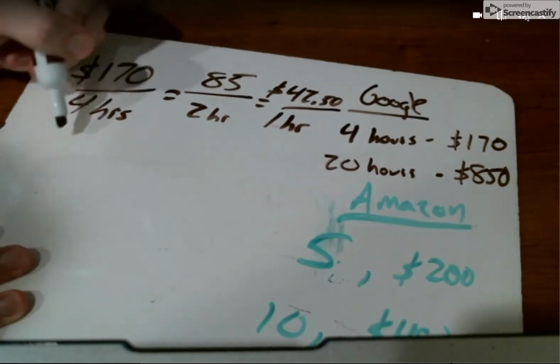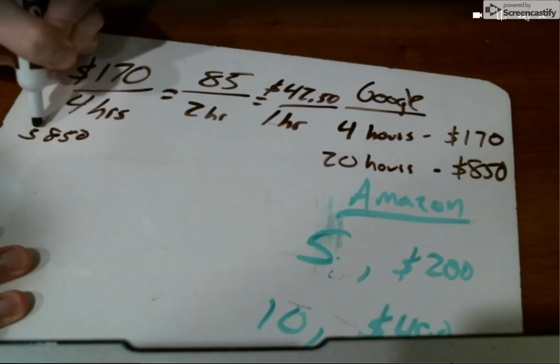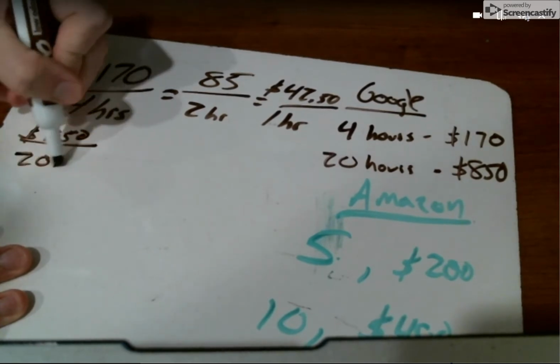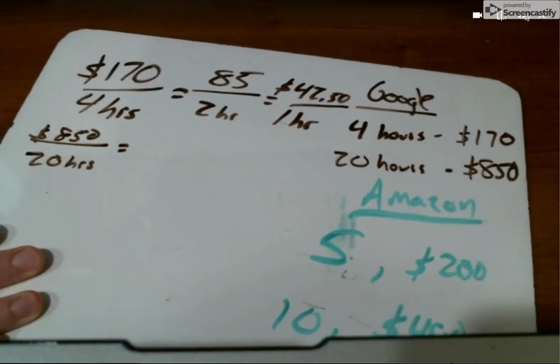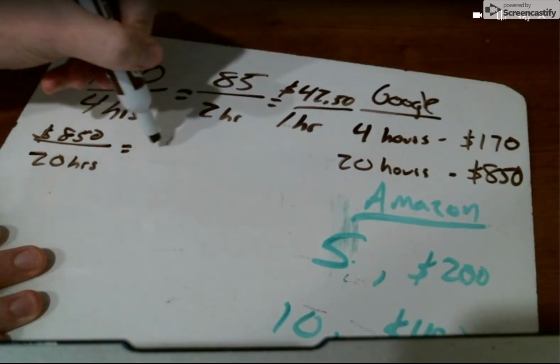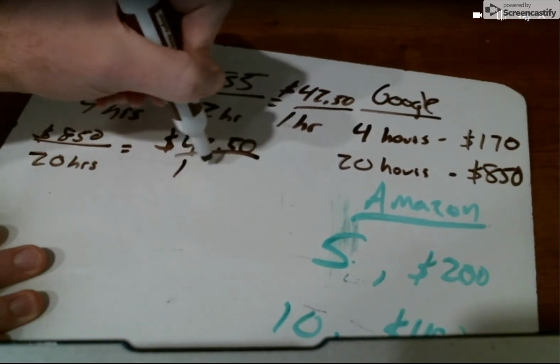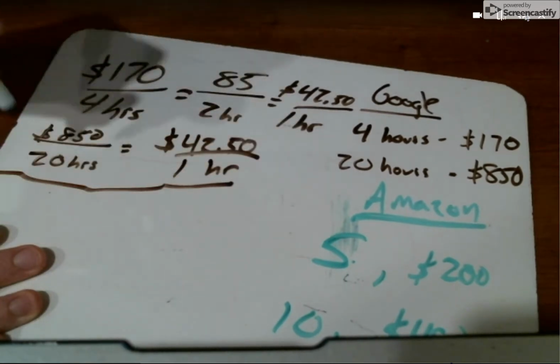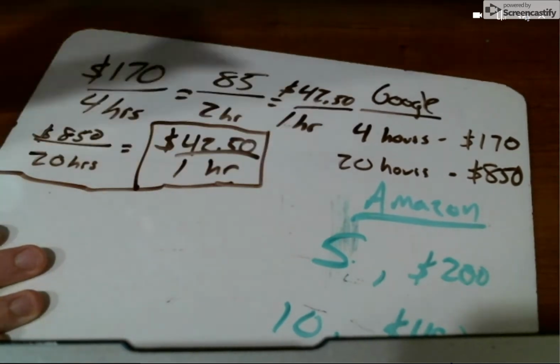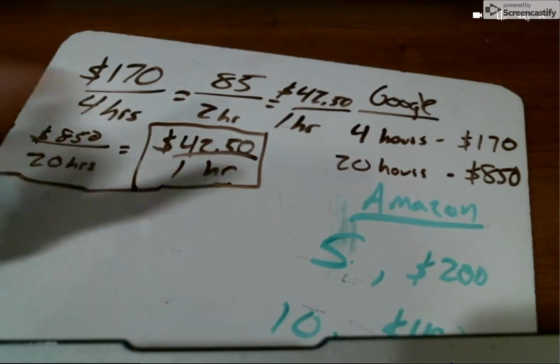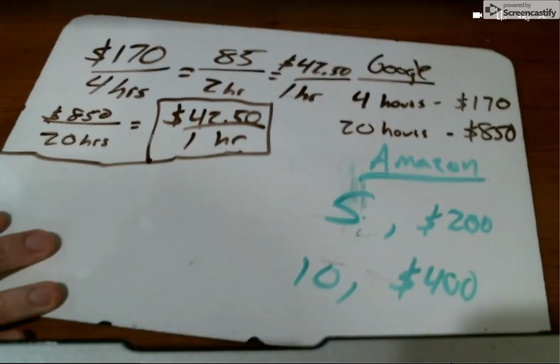And the same thing if we had set up $850 divided by the 20 hours. Remember, it said they're paying at a constant rate. That's going to give us the same ratio when we do the division of $42.50 every 1 hour. So that's what they make at Google. Now we just need to figure out what they make at Amazon to be able to compare them.